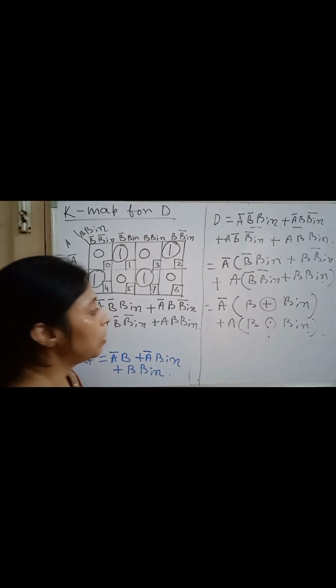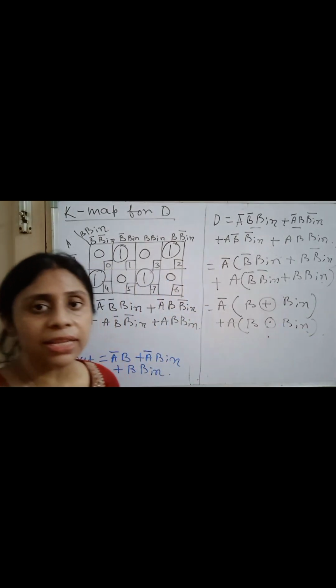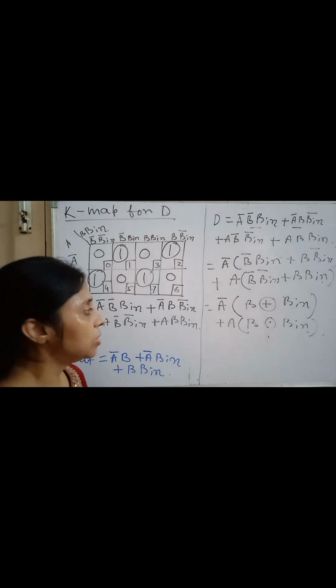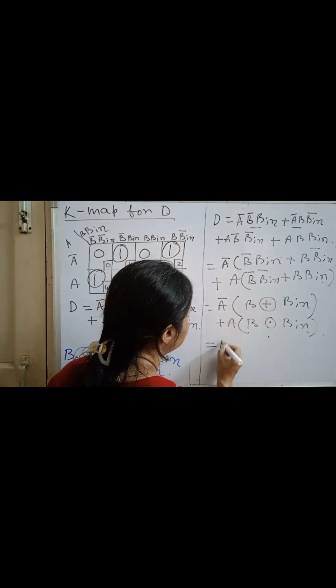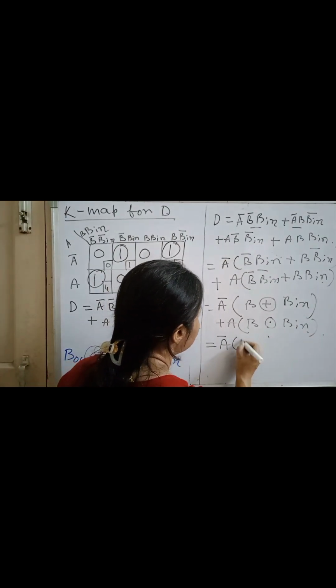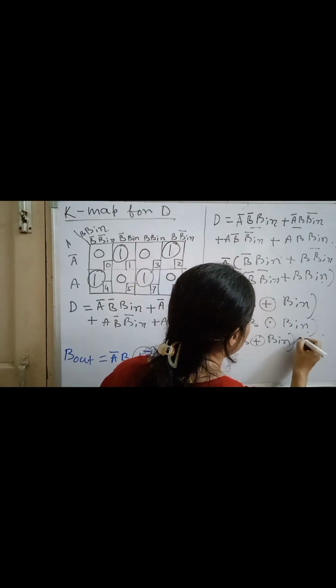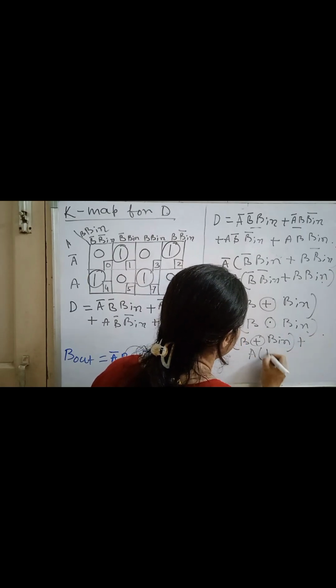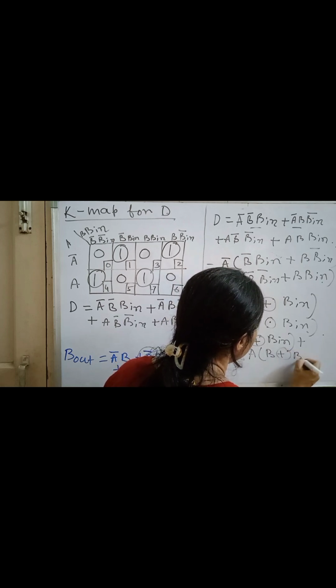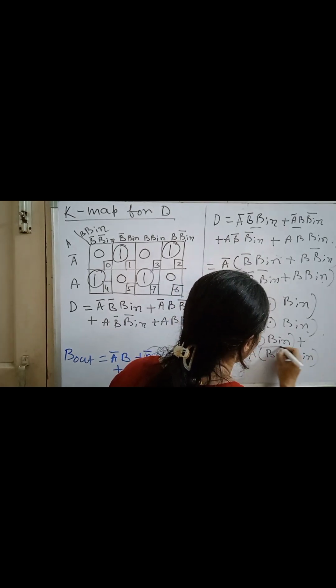Right? Now, what is XOR? That is complement of XOR. So, what is this? This is equal to A bar B XOR B in plus A B XOR B in, whole complement.